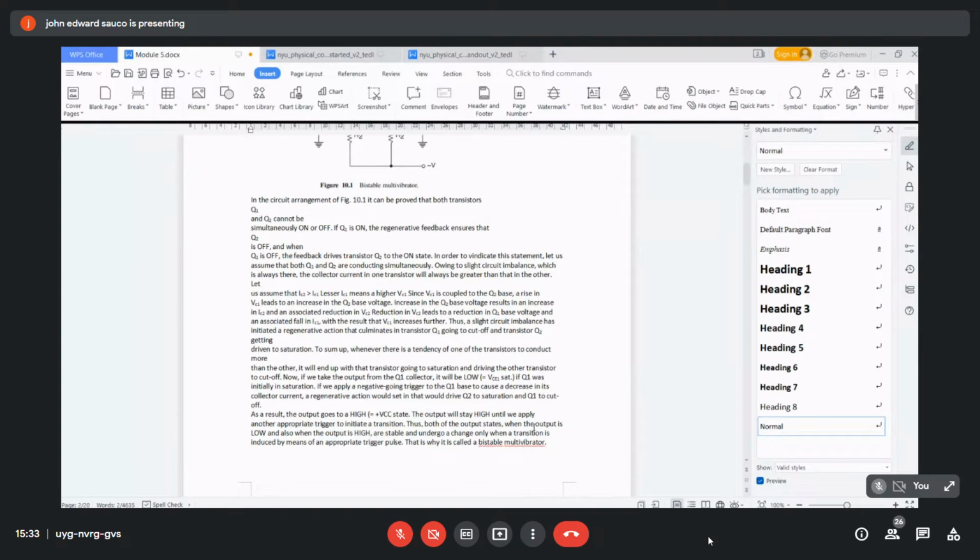Both output states, when the output is low and when the output is high, are stable and undergo a change only when a transition is induced by means of an appropriate trigger pulse. That is why it's called a bistable multivibrator.